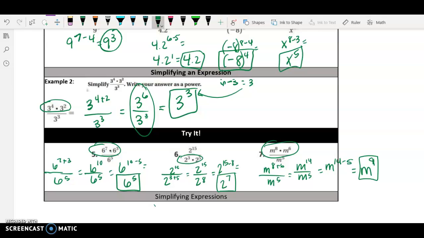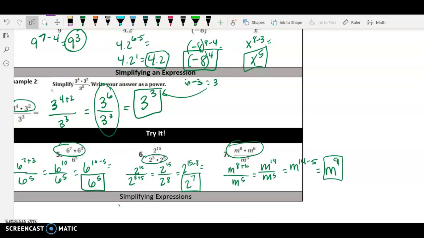Then I'm going to keep my top because I can't simplify the top of my fraction, and I'm going to add my exponents on the bottom. So 3 plus 5 is 8, so I have 2 to the power of 8. And then 15 minus 8 is 7, so I have 2 to the 7th power. I'm going to simplify my numerator, so 8 plus 6 is 14, and then I'm going to do 14 minus 5, which is 9, so I get n to the 9th power.